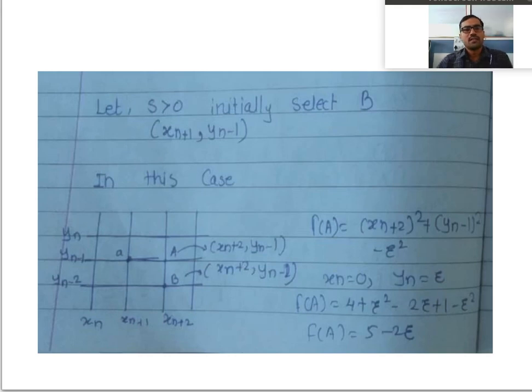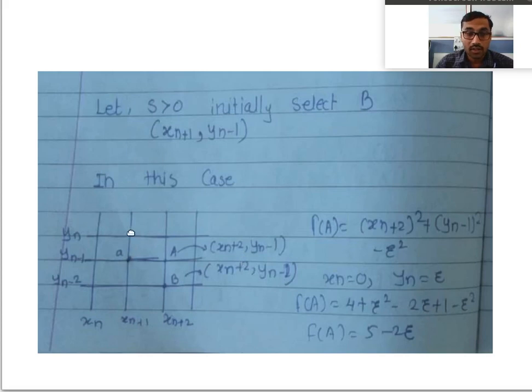So if s is greater than 0, initially select B. So why we are selecting B? If s is greater than 0, that means point A is away from the circle boundary than point B, and B is nearer to that particular boundary, so we are selecting that. So here we are keeping these values, function of A xn plus 2 square. So here this point will be selected.